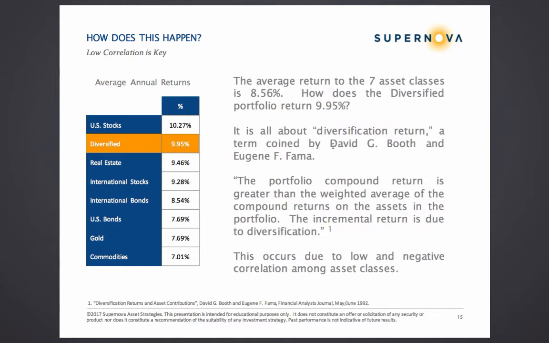Well, 2 men, one by the name of David Booth, his name is on the Chicago Business School, and another named Eugene Fama, he won a Nobel Prize, they looked into this, and they called it diversification return. It is the extra return you get due to combining low and negatively correlated assets and rebalancing.